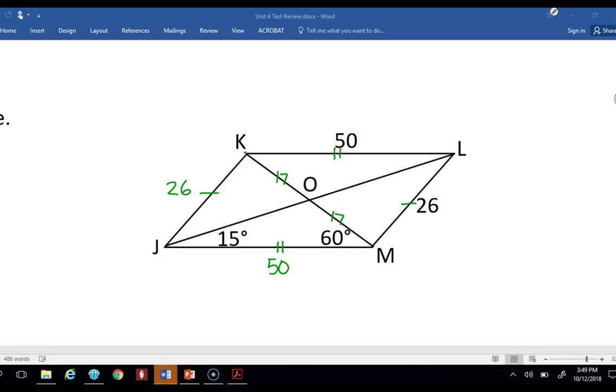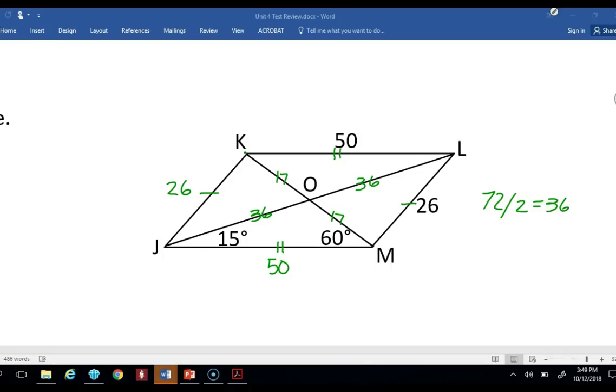Then we have that LJ, which is the whole length of the other diagonal, is 72. So I'm going to do 72 divided by 2, and I'm going to go ahead and mark what that length is too. So that's 36. So that means this is 36, and this one is 36. So now we've dealt with all of our side lengths and our diagonals, and we're going to move on to angles now.